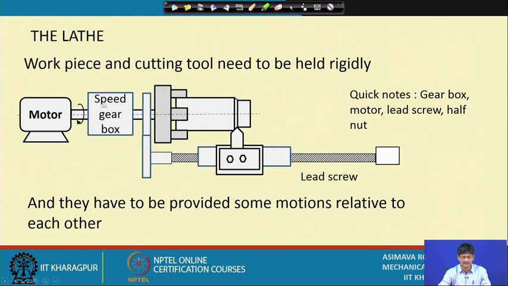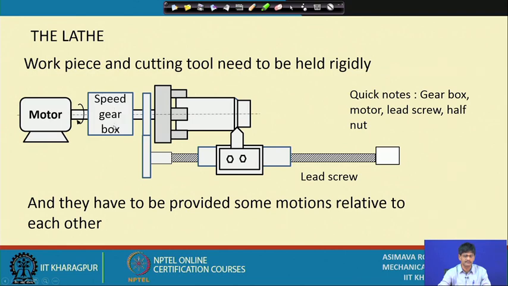We are going on adding. So, with this add on process, ultimately we will be getting the full picture of the lathe. Here comes the prime mover, the motor. From the motor, in order to rotate the workpiece, we see that we have put something in between. What is this? This is called a speed gearbox.